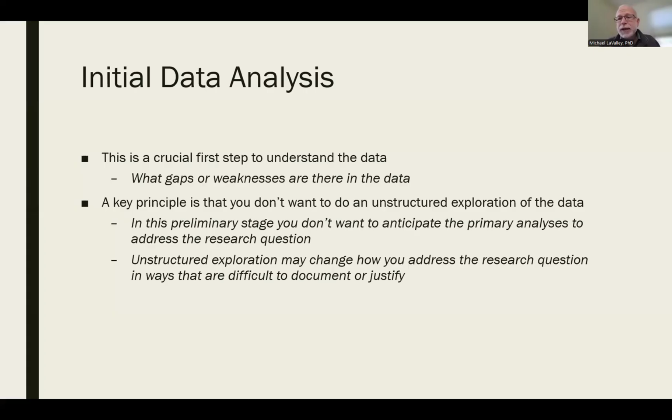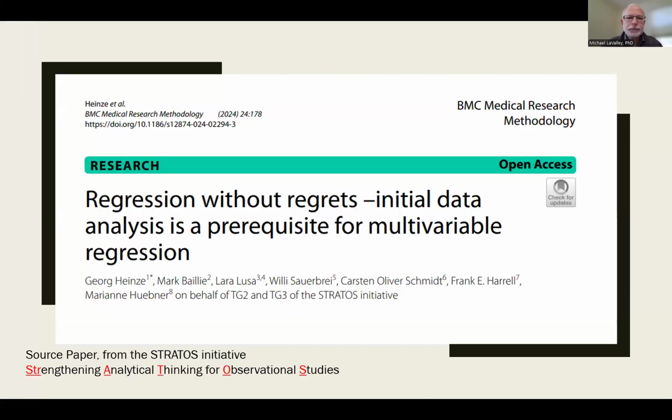And also, it makes it really challenging to document how you arrived at your final model if you do this kind of exploration as your approach. So, as an alternative, this paper recently came out. It's from 2024. It's from the Stratos Initiative. And this is an initiative that really thinks through how to do better analyses for observational data. And I think for me, I found this paper really very helpful in terms of clarifying some things about how to think about this stage of the analysis.